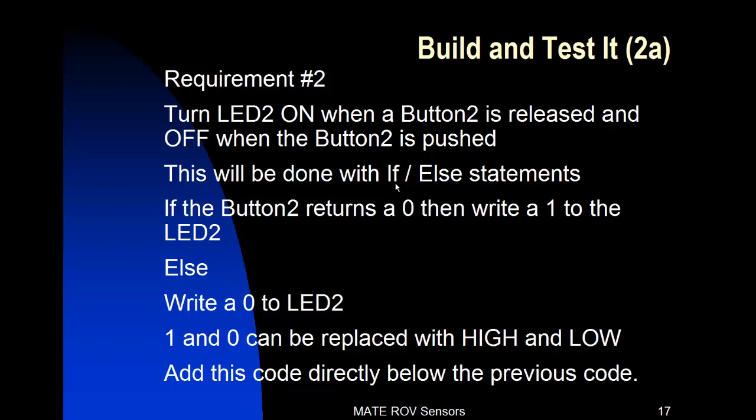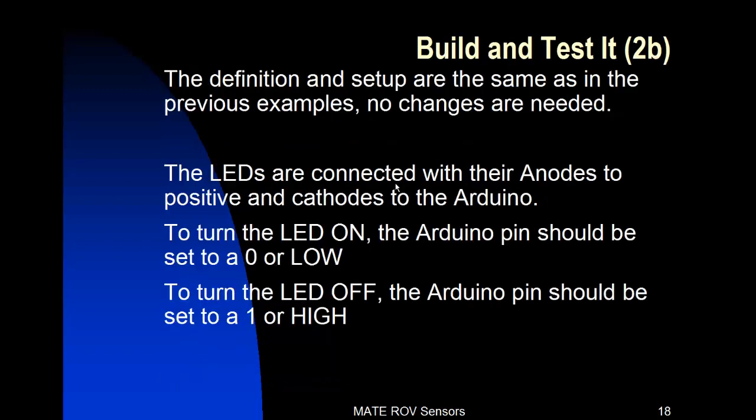The definition and the setup are the same as in the previous examples for requirement number 1, so no changes are needed. One of the things to note here is the LEDs are connected with their anodes to positive and cathodes to the Arduino. So to turn an LED on, the Arduino pin should be set to a 0 or low. And to turn the LED off, the Arduino pin should be set to a 1 or high.